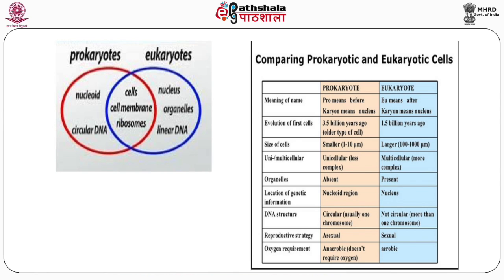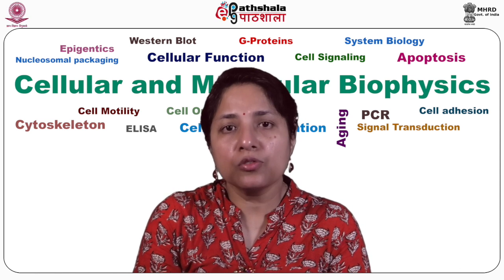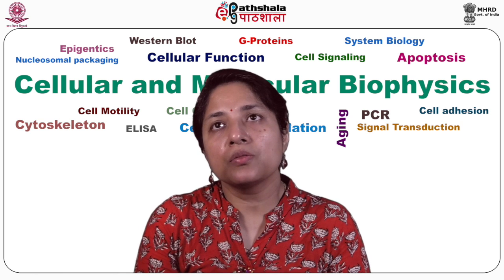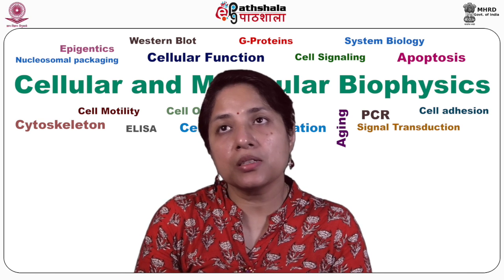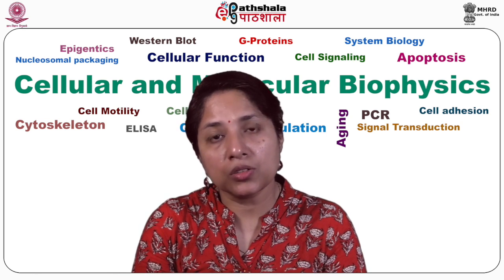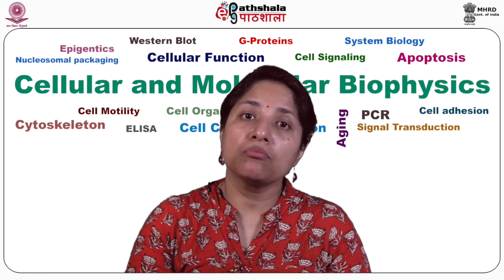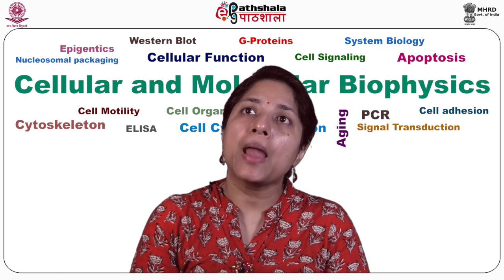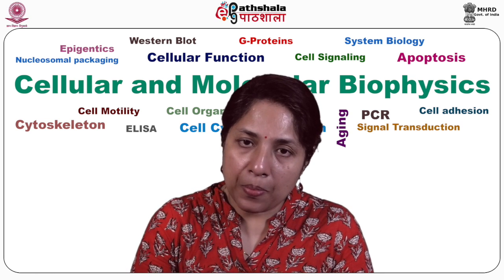Prokaryotes mostly depend on asexual reproduction, whereas eukaryotes depend on sexual reproduction. Prokaryotes are not dependent on oxygen and that is why they are called anaerobic, while eukaryotes are dependent on oxygen and hence are called aerobic. Next, we discuss the various cell types and how they are divided into prokaryotes, eukaryotes, unicellular, multicellular, and broadly categorized into plant and animal cells.